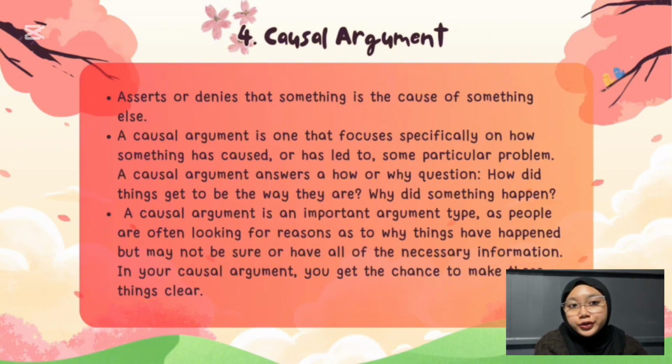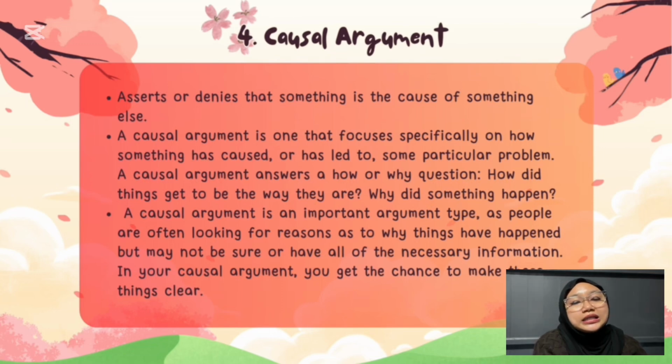In our causal argument, we have the opportunity to clarify these complex relationships. We can guide our audience through the process of understanding how one event leads to another. By doing so, we not only provide insight but also empower others to engage more deeply with the topic at hand. So, let's move to crafting a causal argument.